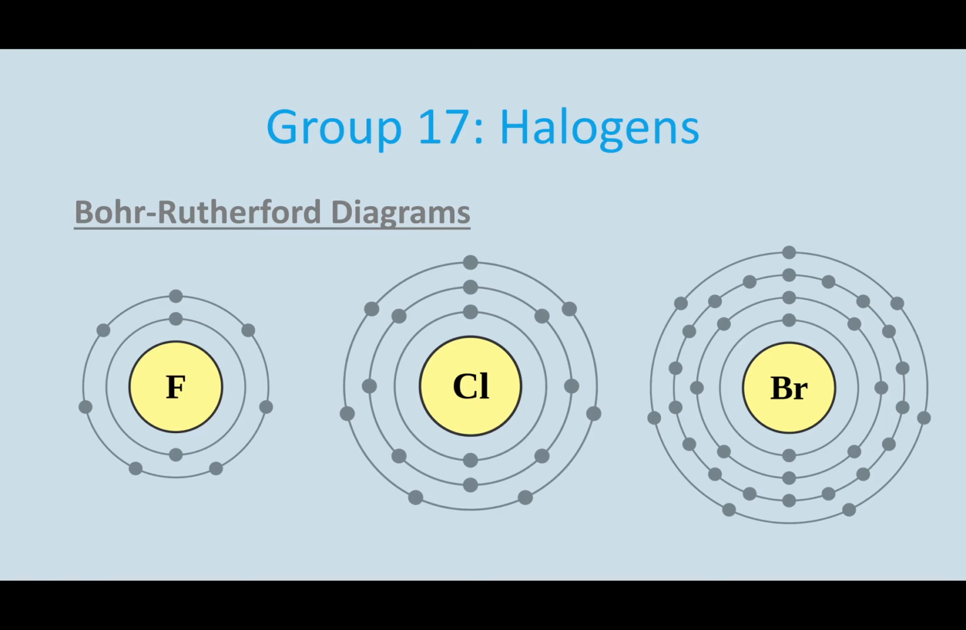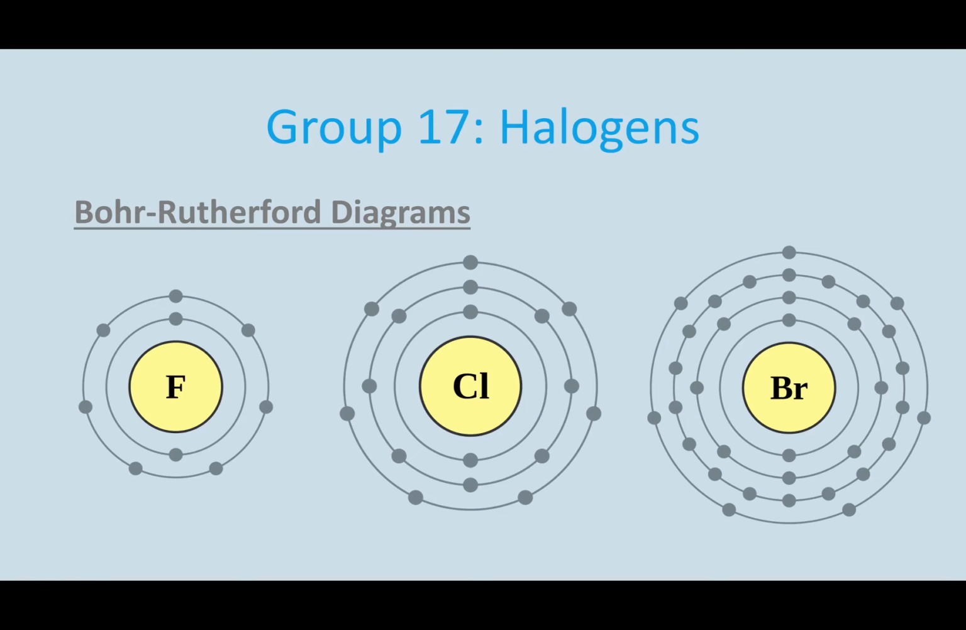Now, because they have 7, it's easy to gain 1. If you're trying to add in another electron or add in a negative force, it's easy just to add 1 rather than 2 or 3 electrons. So that adds to the reactivity, similar to the alkali metals, where they were very reactive because they wanted to get rid of 1. In Bohr-Rutherford, the halogens are very reactive because they only need to gain 1 to react. Again, that is the reason why they are more reactive as you go up the group.